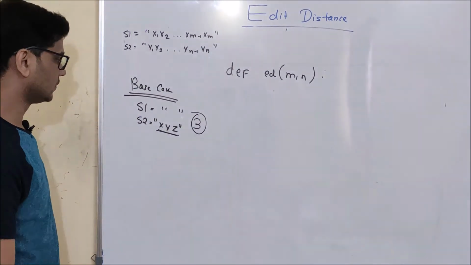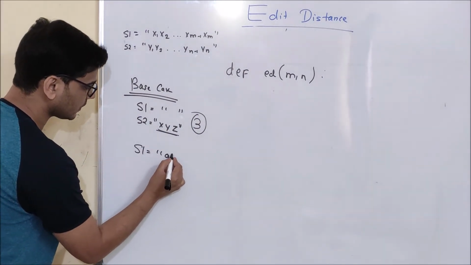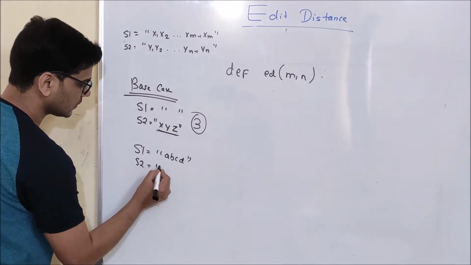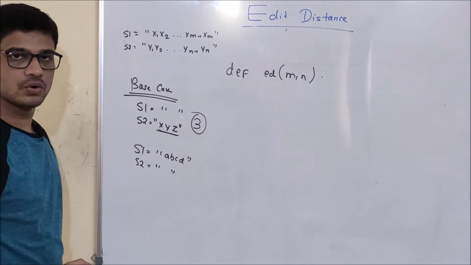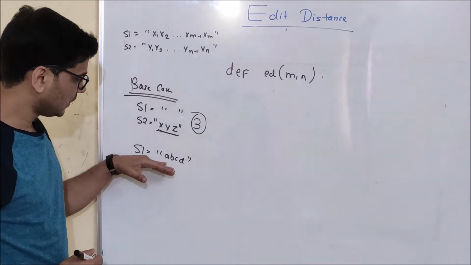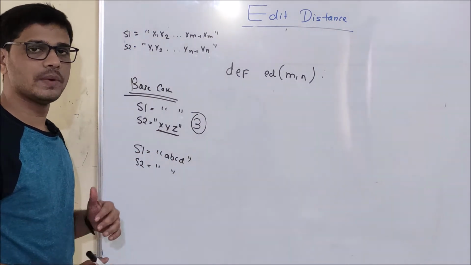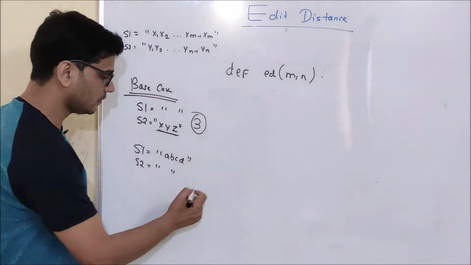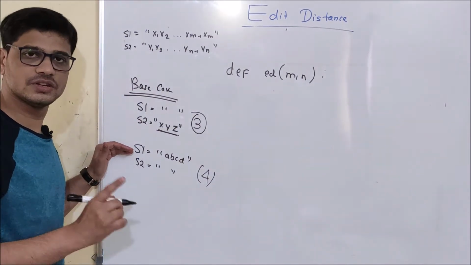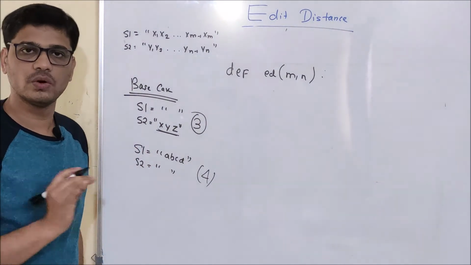Now second thing, suppose S1 has some characters A, B, C, D and S2 is empty. Then how are you going to convert S1 to S2? Basically you will delete A, B, C, D from S1. So how many operations are you performing here? 4. And what is 4 here? 4 is the length of string 2. Sorry, 4 is the length of string 1.